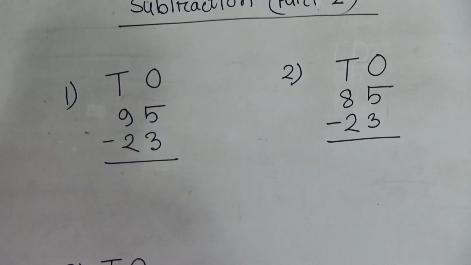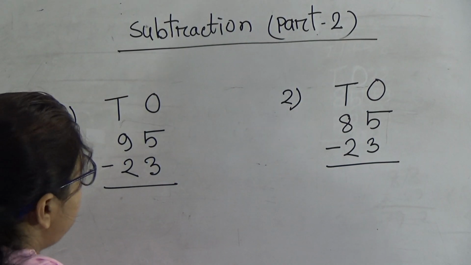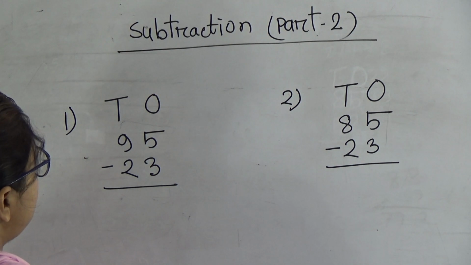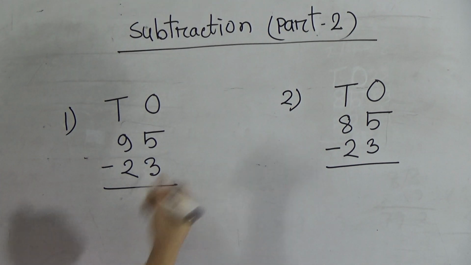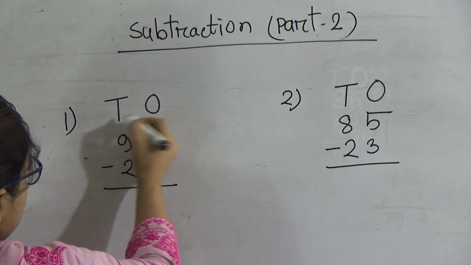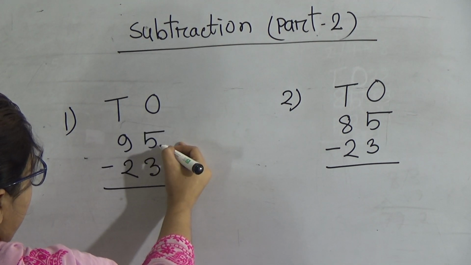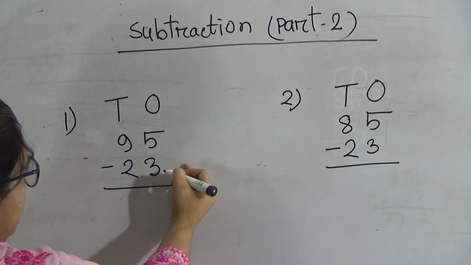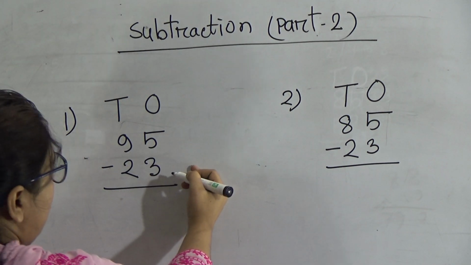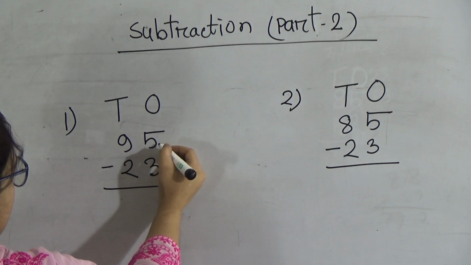In our previous class, we learned subtraction with 1 digit. Today, we will learn about subtraction with 2 digits. Okay. Here are ones place and tens place. Ones place 5 and 3. You have to subtract 3 from 5. So how do you find your answer? At first, here are 5.